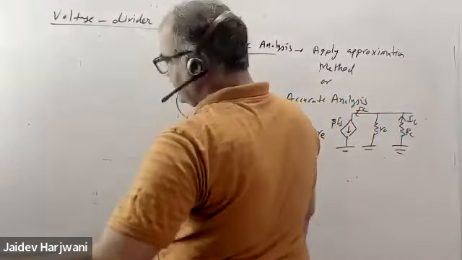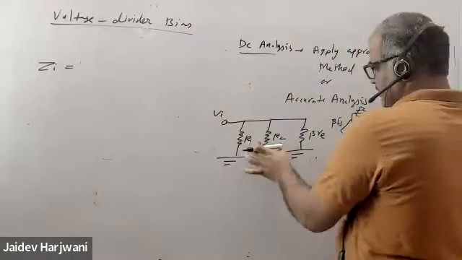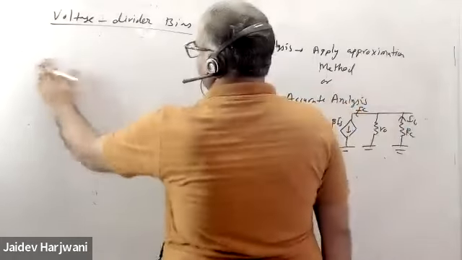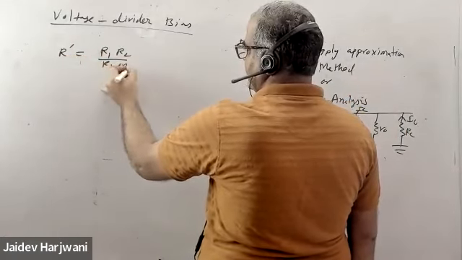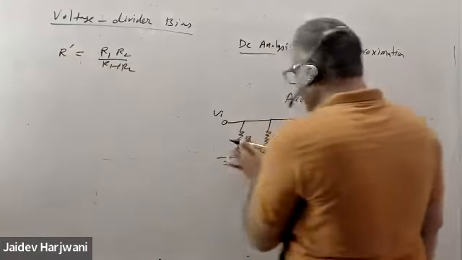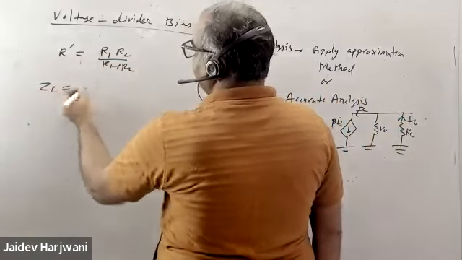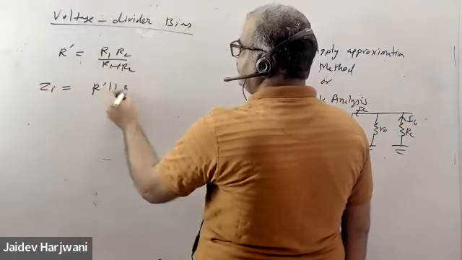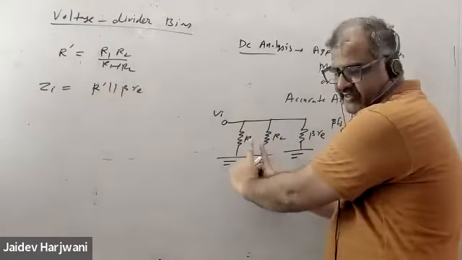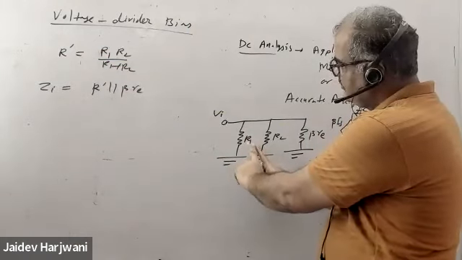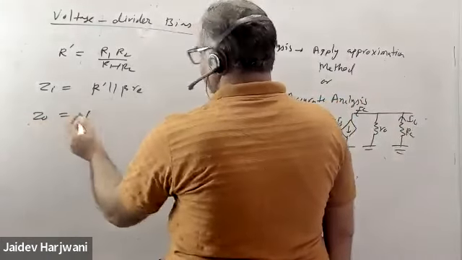For this particular state, if I want to write Z input, I call R1 parallel R2 as R dash, which is R1 R2 over R1 plus R2. Earlier this was one resistance, RB, so just replace RB by R dash. The formula will be the same. So Z input is R dash parallel to beta RE. Earlier it was only one resistance; now I am taking the equivalent of the resistances. Z naught is again the same.